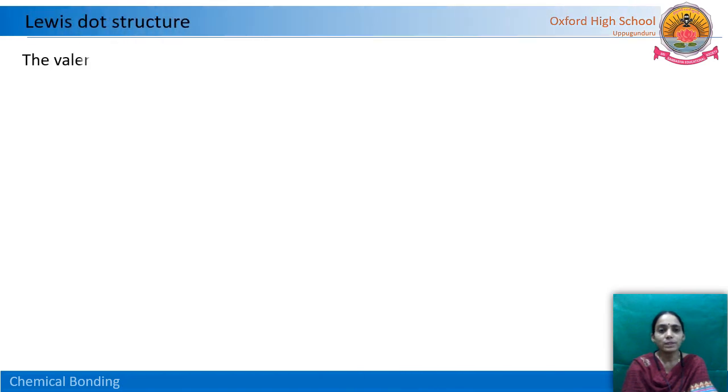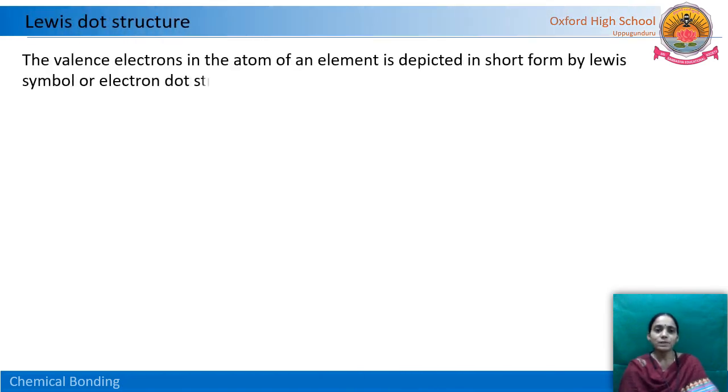What is called the Lewis dot structure? The valence electrons in the atom of an element are depicted in short form by the Lewis symbol or electron dot structure. This is nothing but, instead of writing the lengthy form of electronic configuration for all those elements, Lewis has given a short form. Let us see how it has to be written.